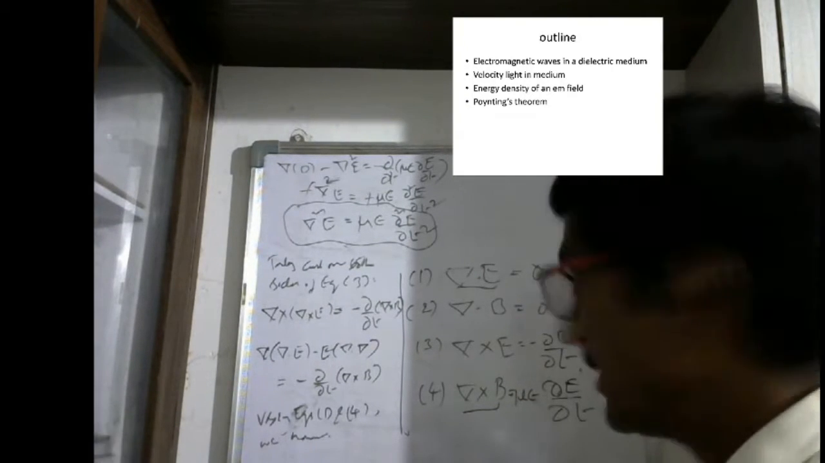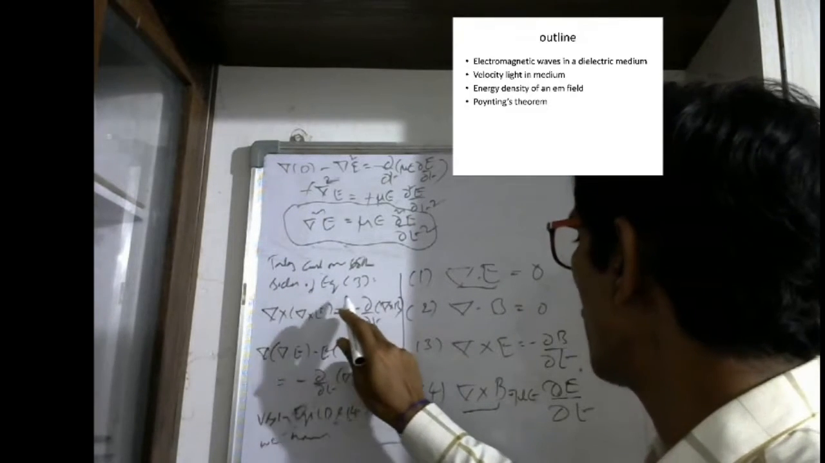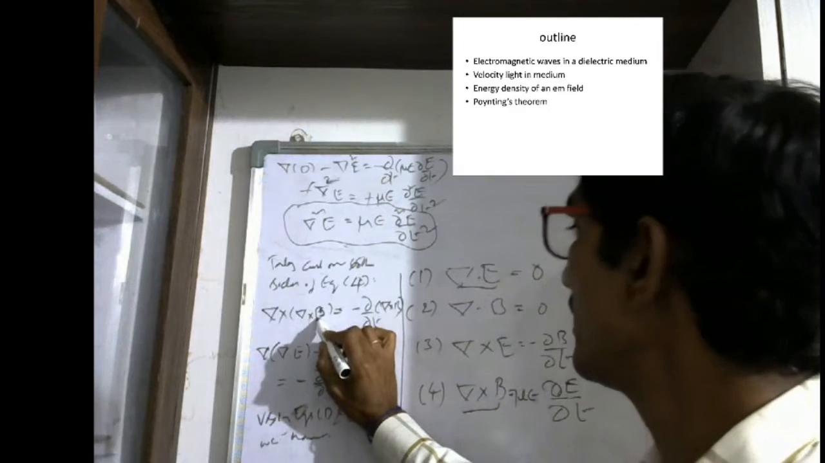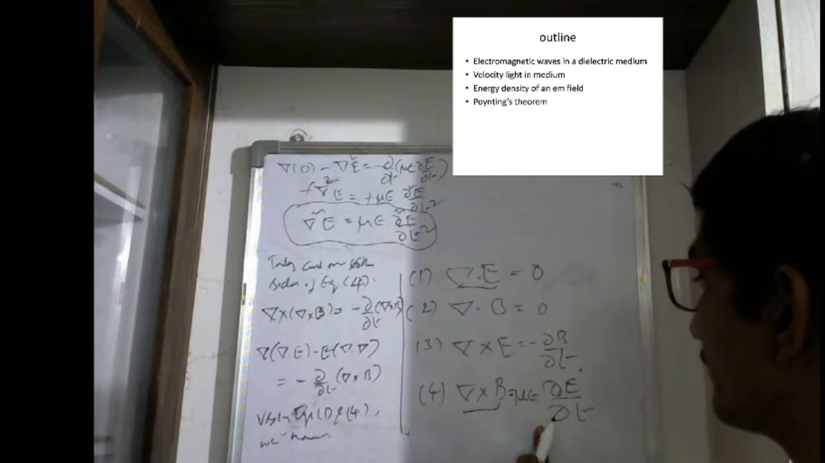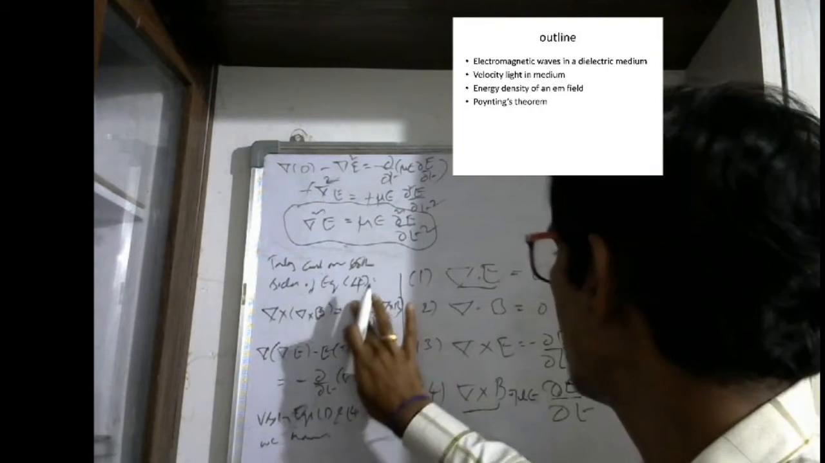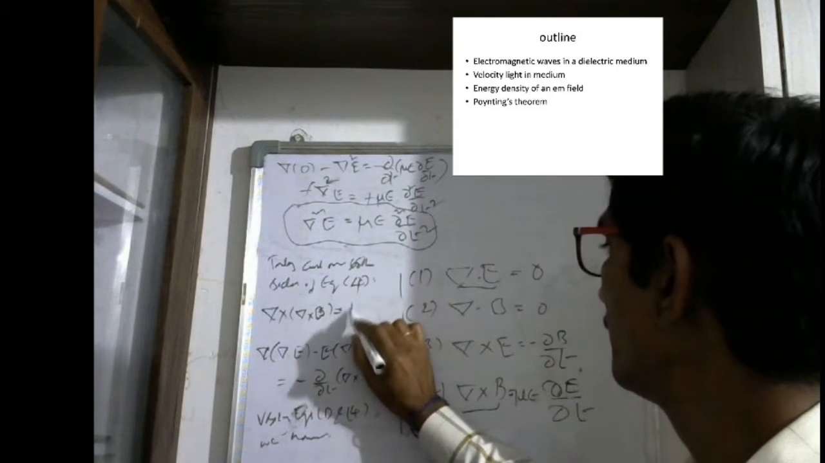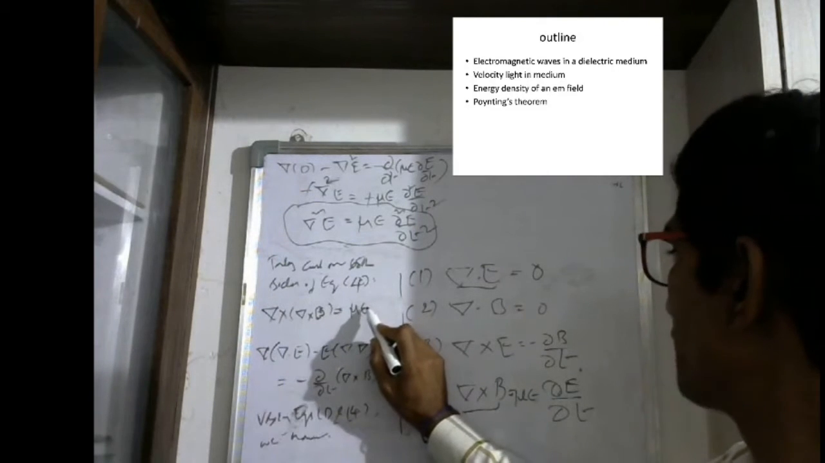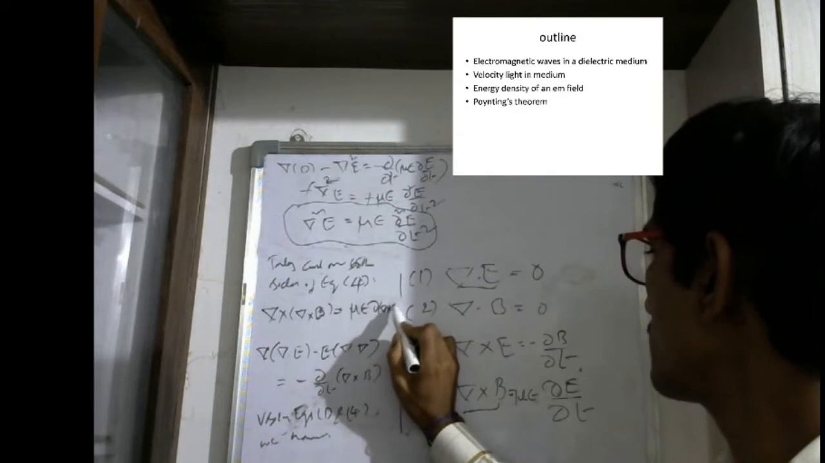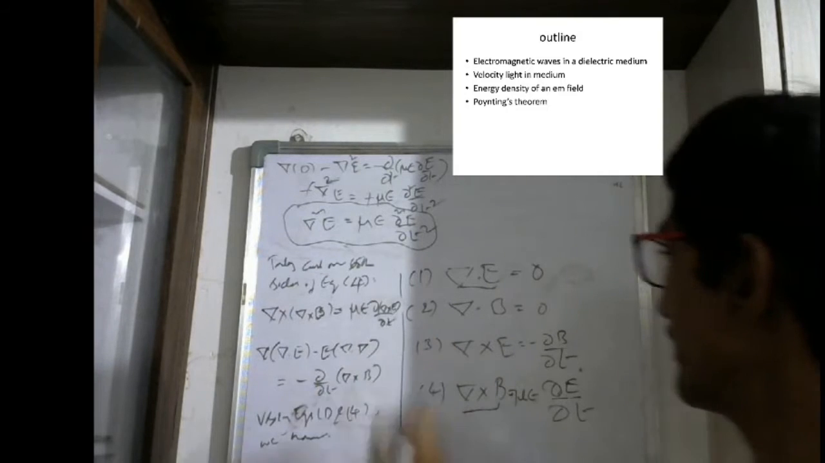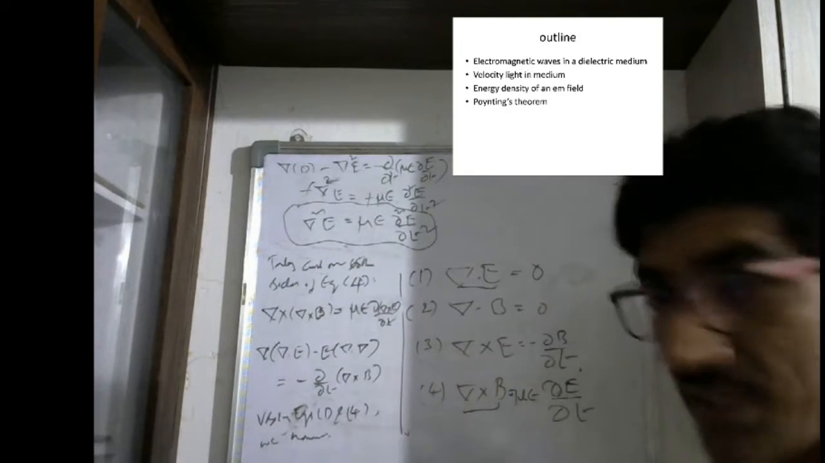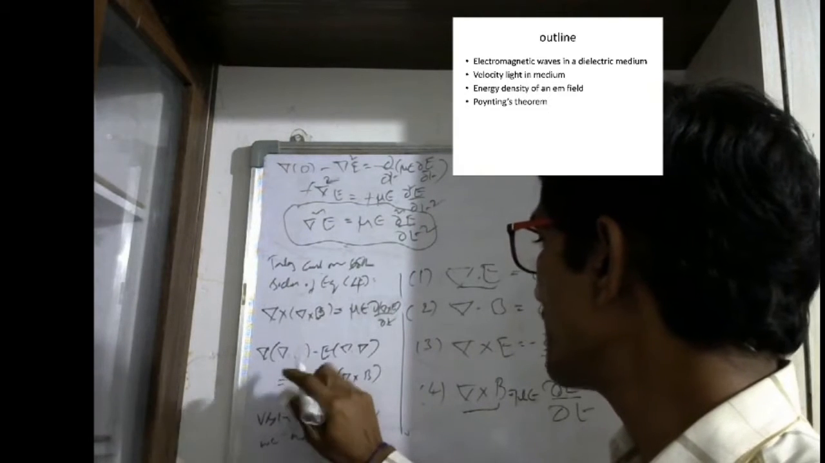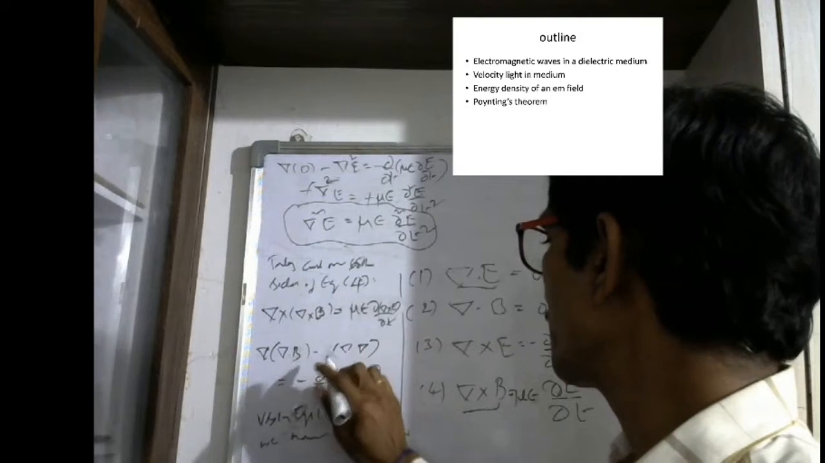Okay, now I will modify here, taking curl on both sides of equation number 4. Here you have del cross B on this side, and on the other side mu epsilon, dou del cross E by dou t. I am multiplying with del cross on both sides, taking curl on both sides of this fourth equation. Now we have to change this to B. Here also we have to change this to B.